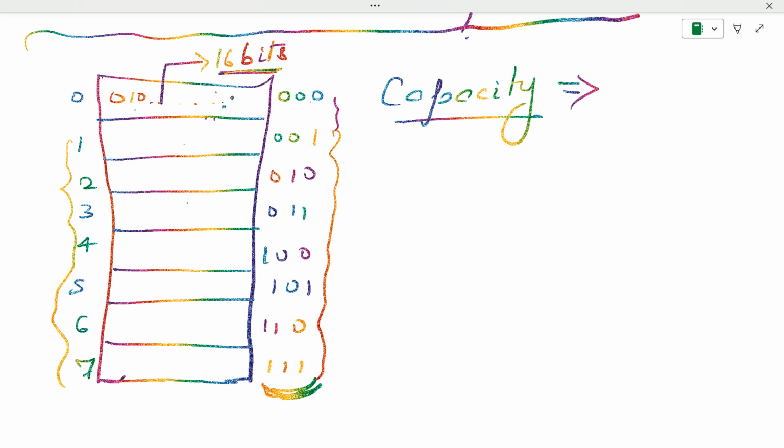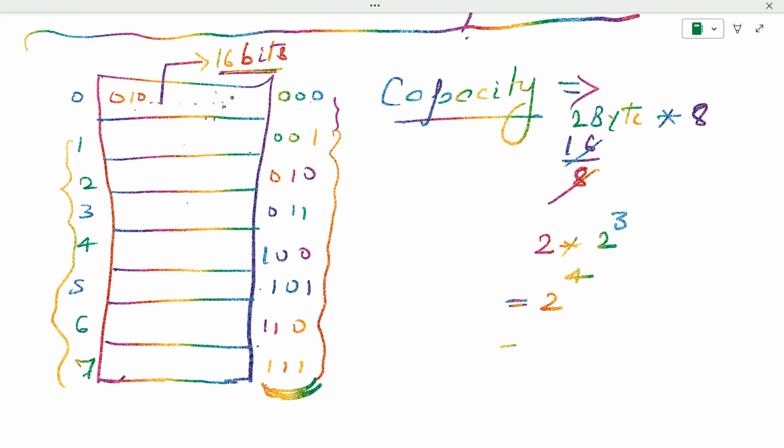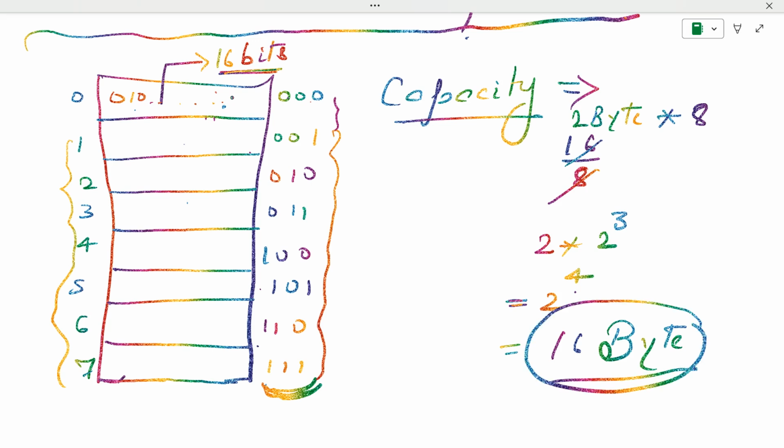16 bits is equal to how many bytes? 16 upon 8, that is 2 bytes. So in each we are storing 2 bytes. And how many sections are there, how many divisions are there? So altogether there are 8 divisions. That is multiplied by 8. So we can say 2 into 2 power 3, that is 2 raised to the power 4. So 2 raised to the power 4 is how much? 16 bytes. So this will be the capacity of this memory chunk.